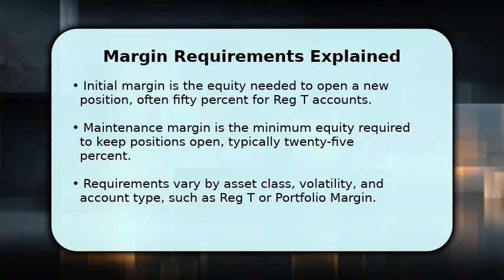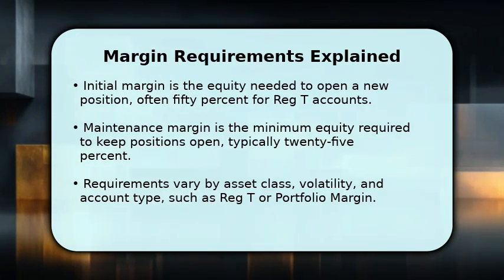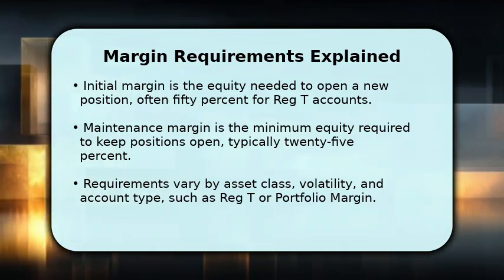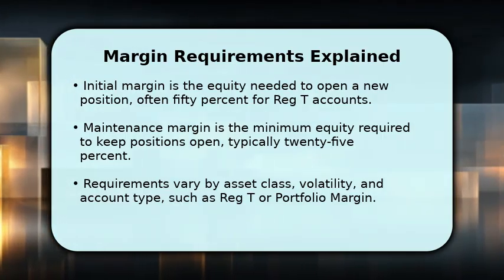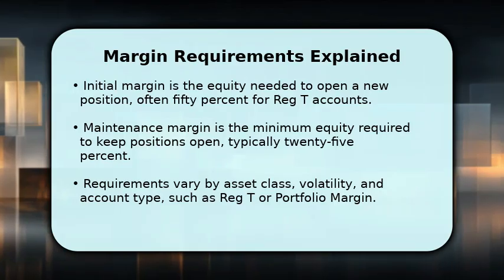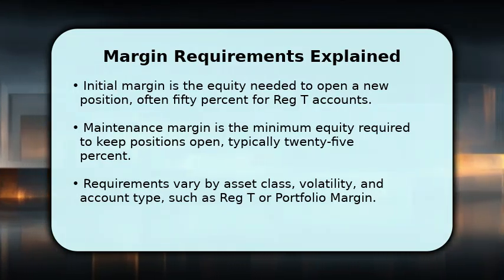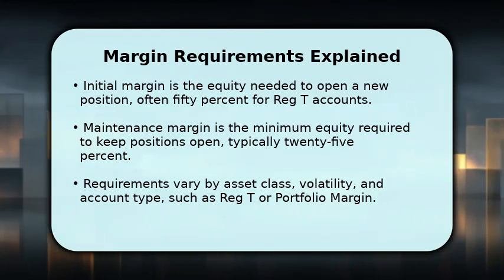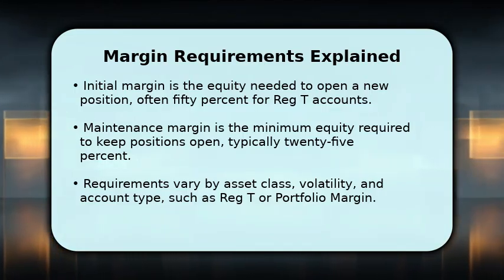Understanding margin requirements is crucial. Initial margin is the minimum equity needed to open a new position, often 50% of the purchase price for standard Reg T accounts. Maintenance margin is the minimum equity you must maintain to keep your positions open, typically 25% of the market value. These requirements can vary significantly based on the asset class, its volatility, and whether you have a Reg T or portfolio margin account.